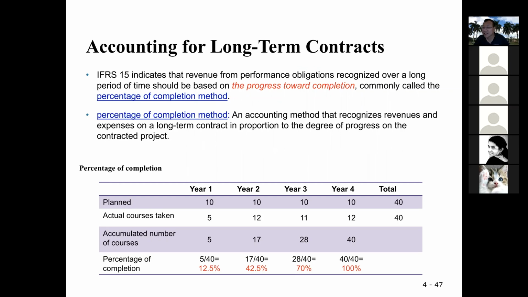Down 28, right? So that's 10% down. So they can recognize that 10% of the revenue, okay? So that's the percentage of completion method. Let me give you an example.